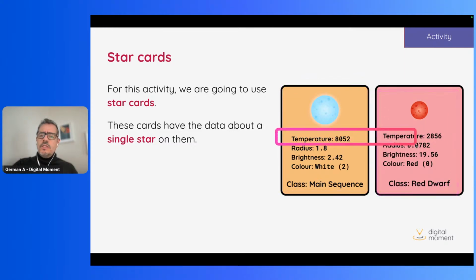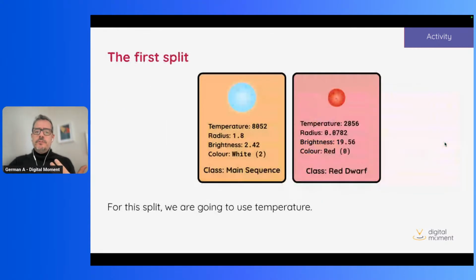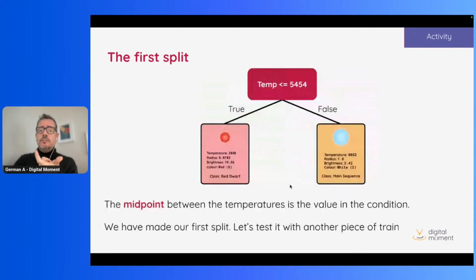And we're going to work only with temperature. Think of this in your classroom. How can this work? What will your students do? How would they make the split with temperature? They can think, and if I were there, I would say, if it's less than 3,000, it's a red dwarf. If not, it's a main sequence. That is an idea to divide these 2 cards.